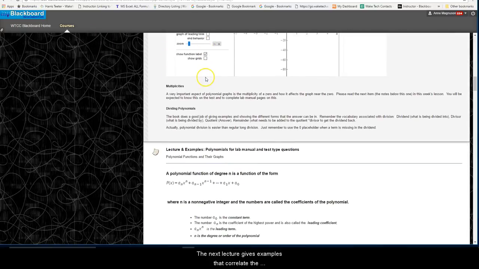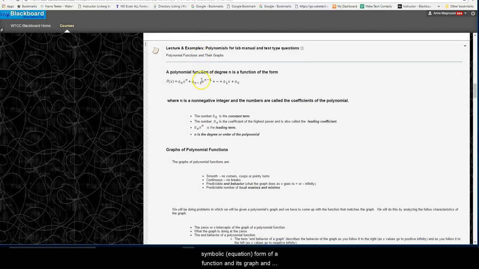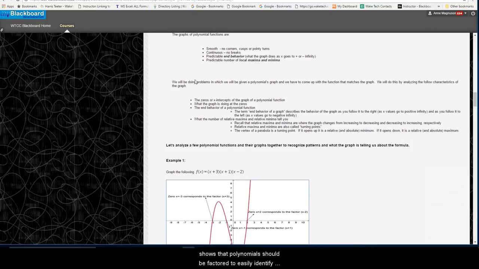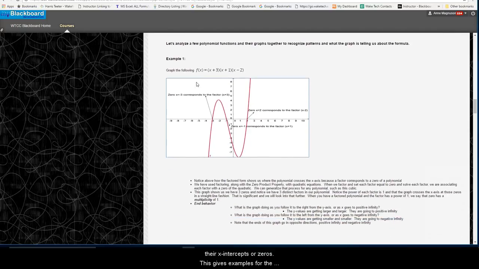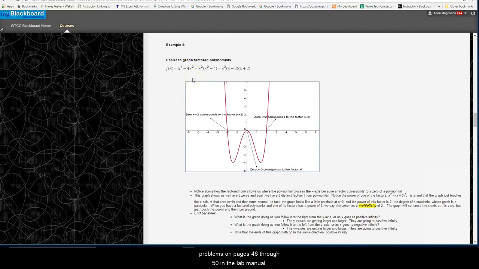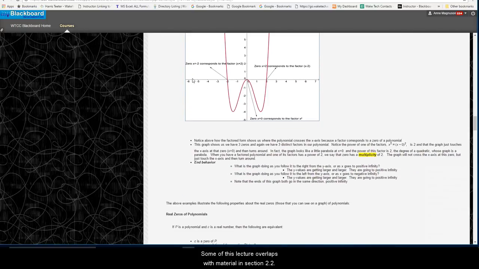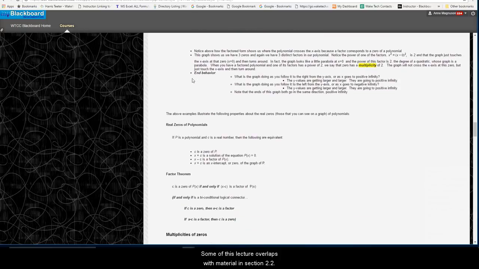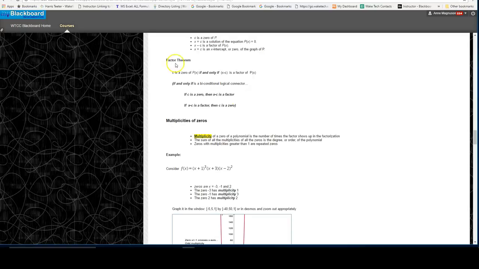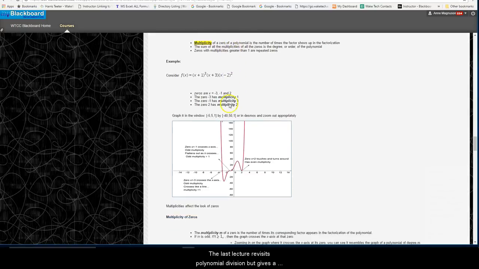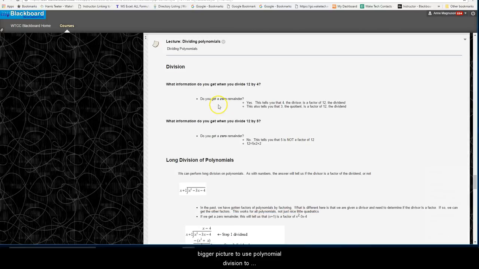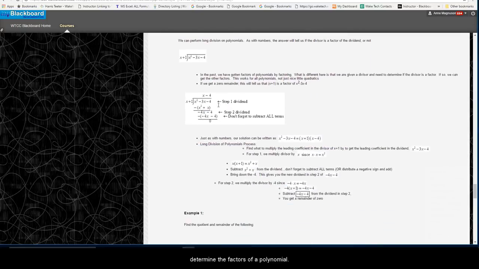The next lecture gives examples to correlate the symbolic or equation form of a function and its graph, and shows that polynomials should be factored to easily identify their x-intercepts or zeros. This gives examples for the problems on pages 46 through 50 in the lab manual. Some of this lecture overlaps with material in section 2.2. The last lecture revisits polynomial division, but gives a bigger picture to use polynomial division to determine the factors of a polynomial.